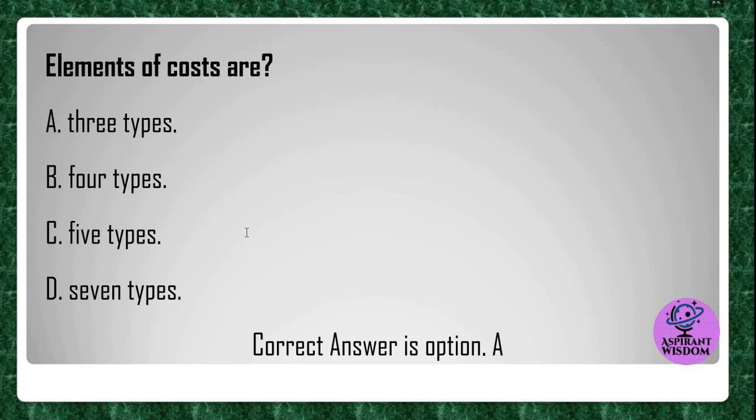Elements of costs are A. 3 types. B. 4 types. C. 5 types. D. 7 types. Correct answer is option A.